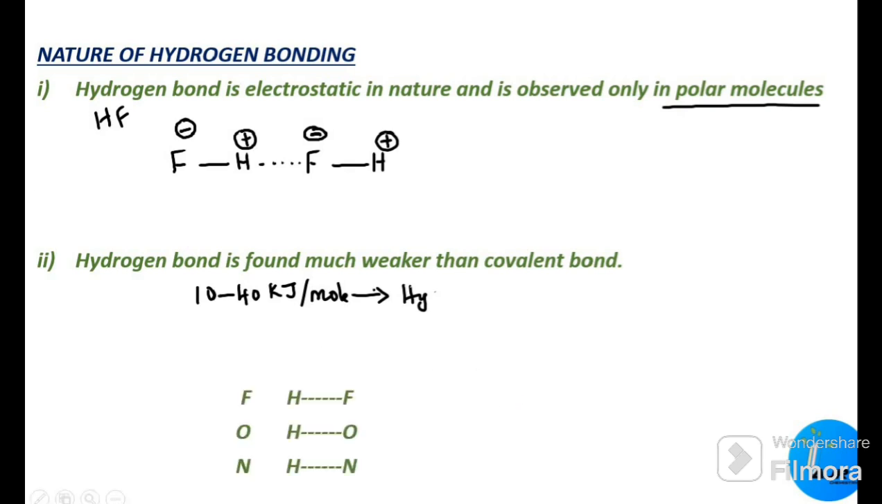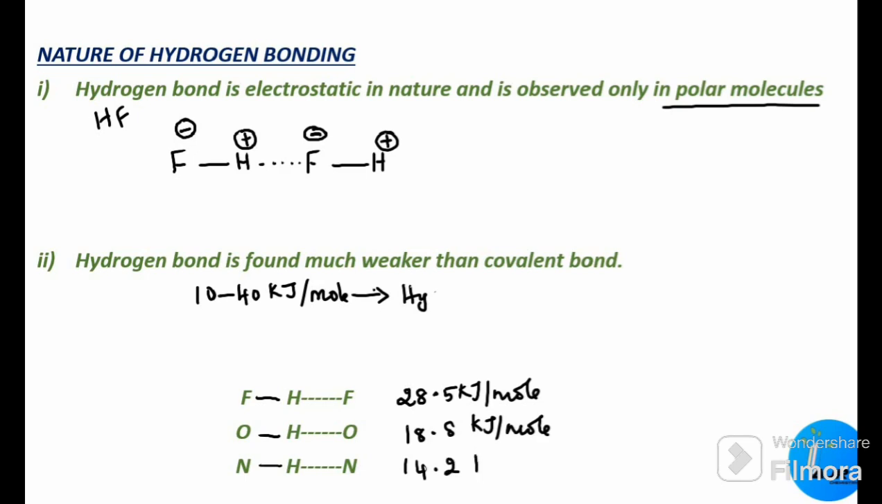So let me show this. See here, I have given the formation of hydrogen bond between different molecules. See here, for fluorine, the energy released is 28.5 kilojoules per mole, whereas for oxygen, the hydrogen bond formed between hydrogen and oxygen is 18.8 kilojoules per mole. And for nitrogen, the energy released is 14.2 kilojoules per mole. So from this you can understand that since fluorine is more electronegative than oxygen and nitrogen, it forms a stronger hydrogen bond than those of oxygen and nitrogen.